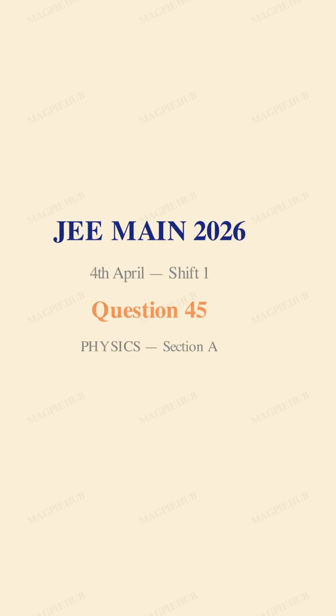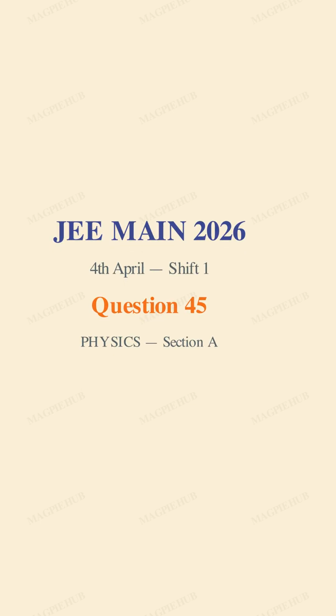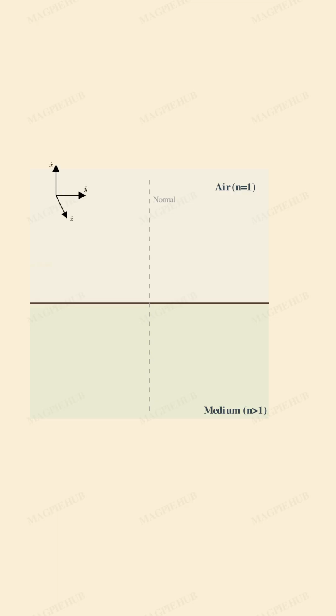JEE Main 2026, 4th April Shift 1, Physics Section A, Question 45. Let us visualize the setup. Unpolarized light travels from air and strikes the surface of a dielectric medium at Brewster's angle. The coordinate system has x hat pointing upward perpendicular to the surface, y hat along the surface to the right, and z hat going down into the medium.